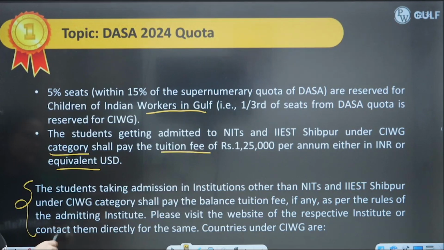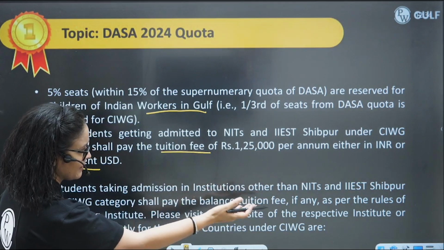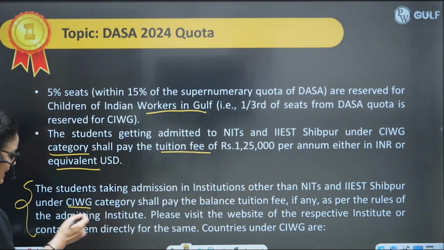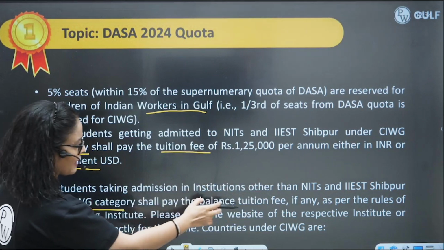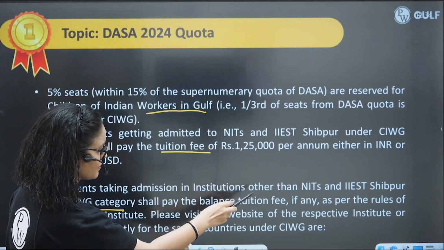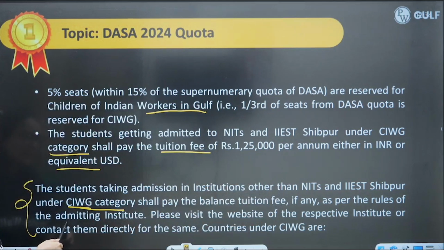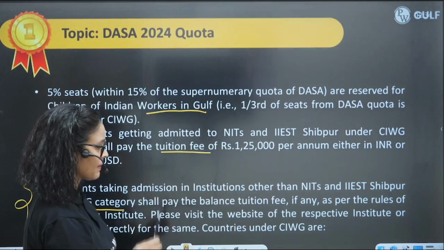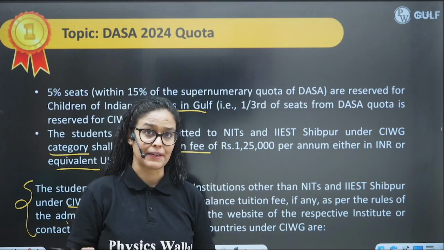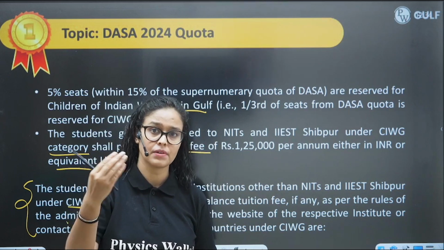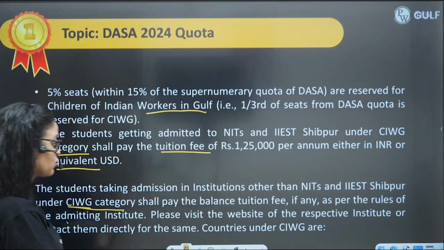The students taking admission in institutes other than these colleges under the CIWG category shall pay the balance tuition fee, whatever tuition fee there is in the institute, if any, as per the rules of the admitting institute. Please visit the website of the respective institute where you are taking admission. There you will get everything about the CIWG quota.